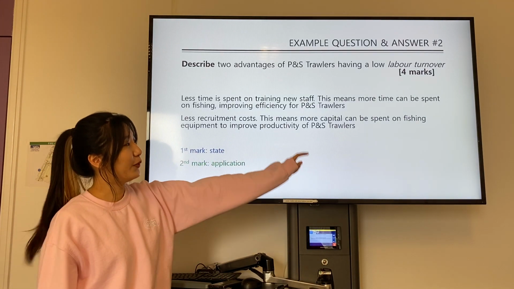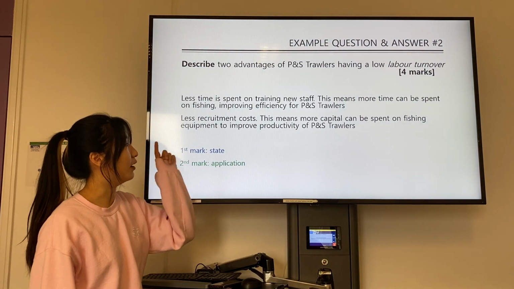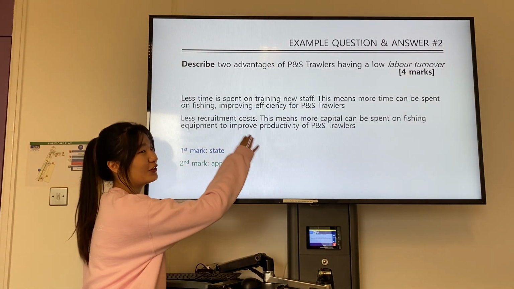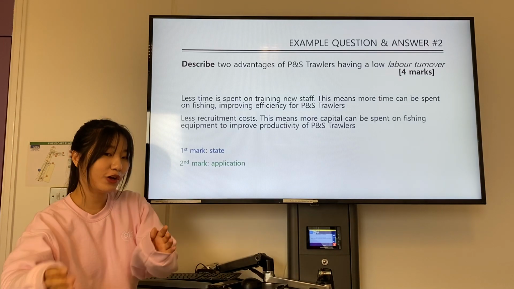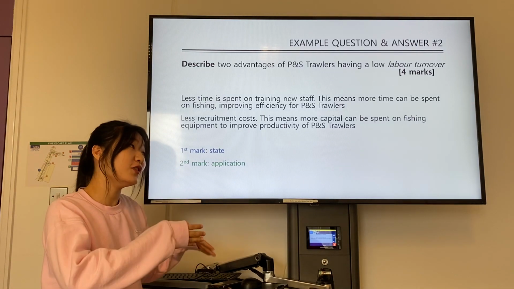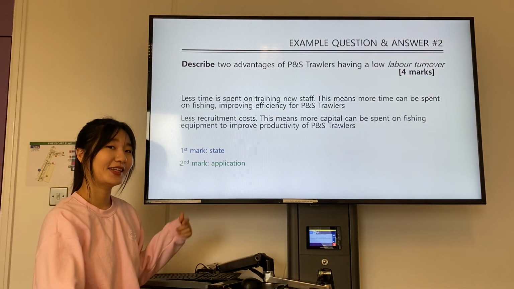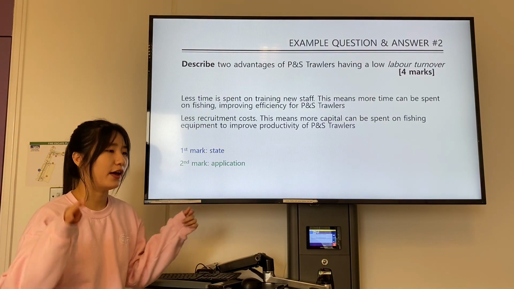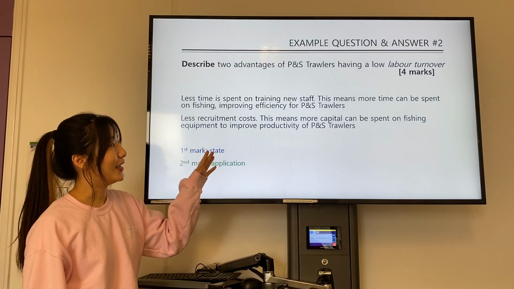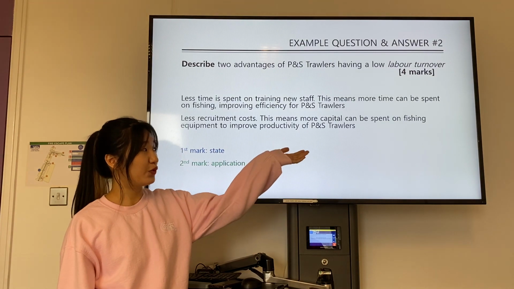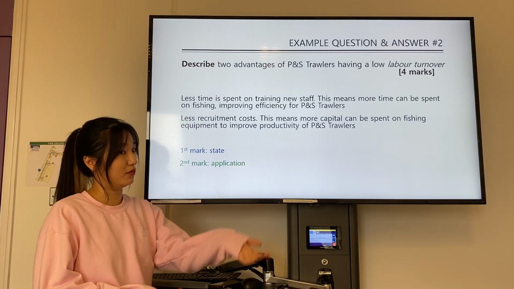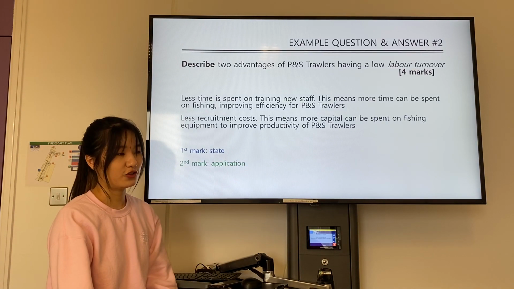This means more capital can be spent on fishing equipment to improve productivity. So if less costs are being spent in recruitment, it means those costs could be spent on something else. In P&S trawlers, specifically, it's going to be spent on fishing materials, fishing equipment. Like they mentioned, they have nets, they have these radars and everything to monitor fishing. So you can say, overall, by doing this, it improves the productivity as they can catch more fish or use better fishing material and make it easier for them to locate fish.